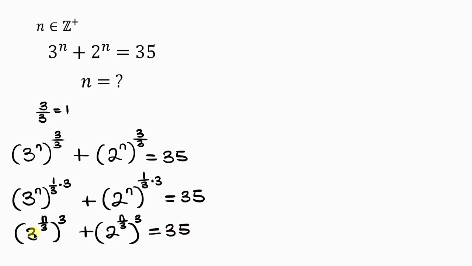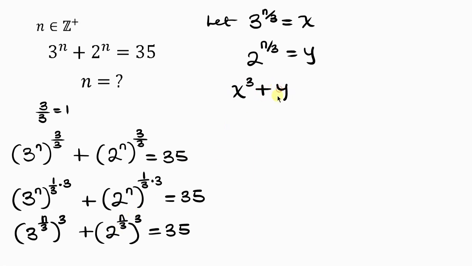Now notice that we have 3 to the n over 3 here and 2 to the n over 3 here. So we can apply substitution by saying let 3 to the n over 3 be equal to x, and let 2 to the n over 3 be equal to y. So that this expression can now be x cubed plus y cubed equal to 35.